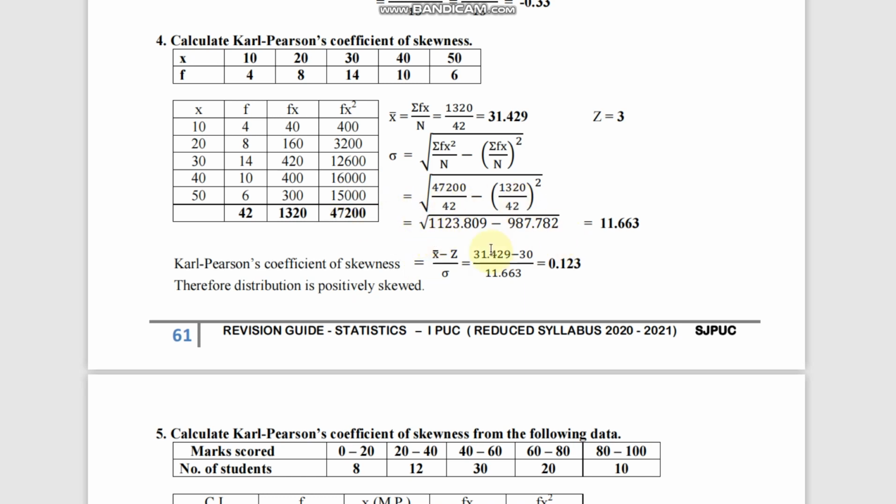So which sums up to 1123.809 minus 987.782. That is 11.663. So we have mean value is equal to 31.429, mode value is equal to 30, and then we have the standard deviation value 11.663. So hence Karl Pearson's coefficient of skewness is given by x bar minus z divided by sigma, which is 31.429 minus 30 divided by 11.663, that is equal to 0.123.